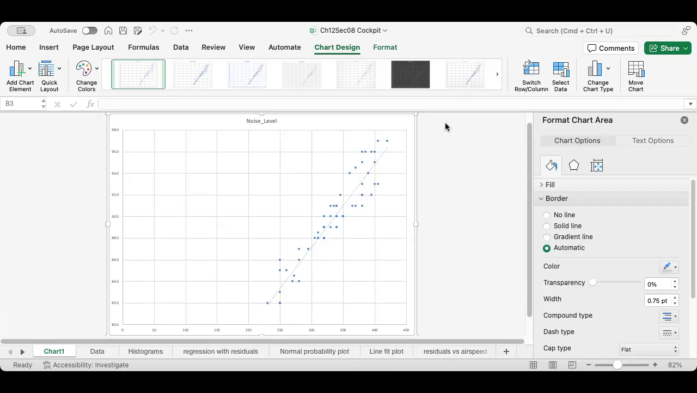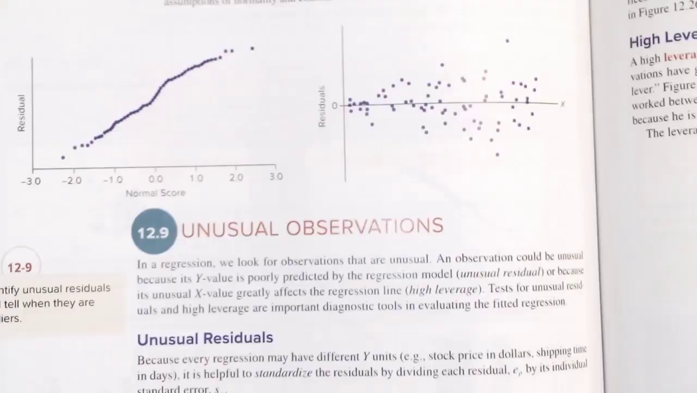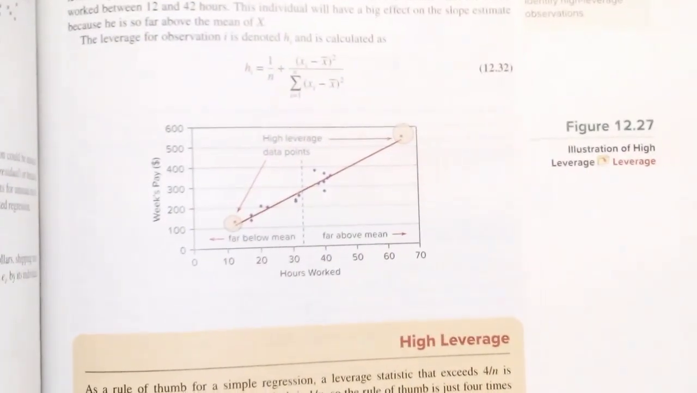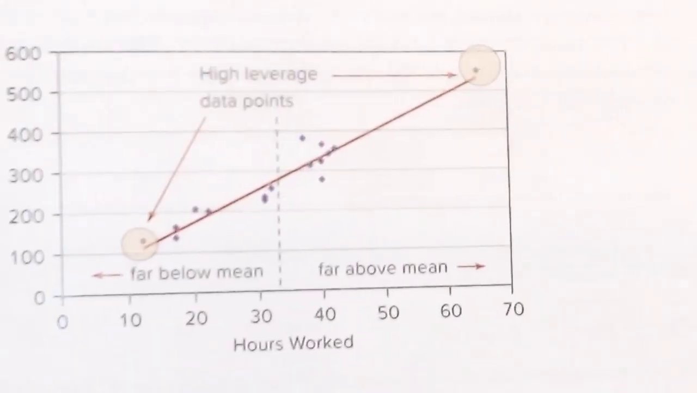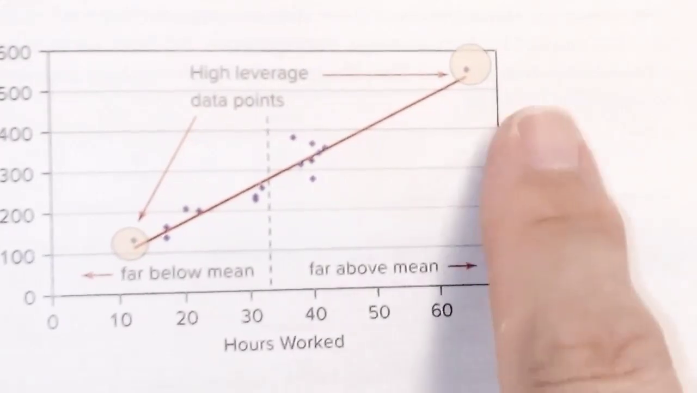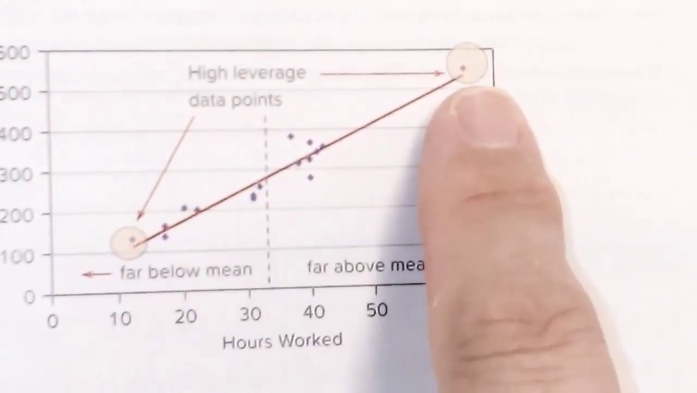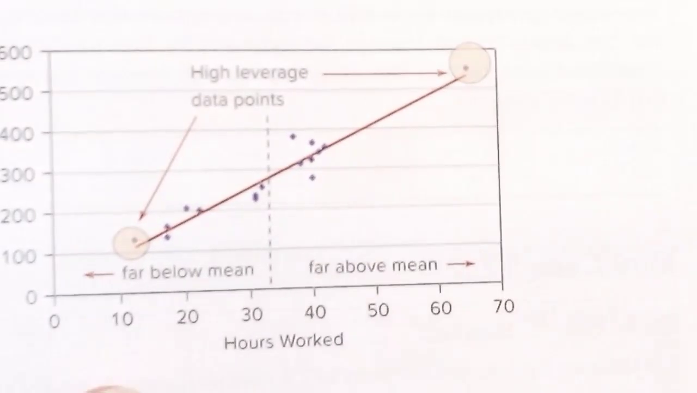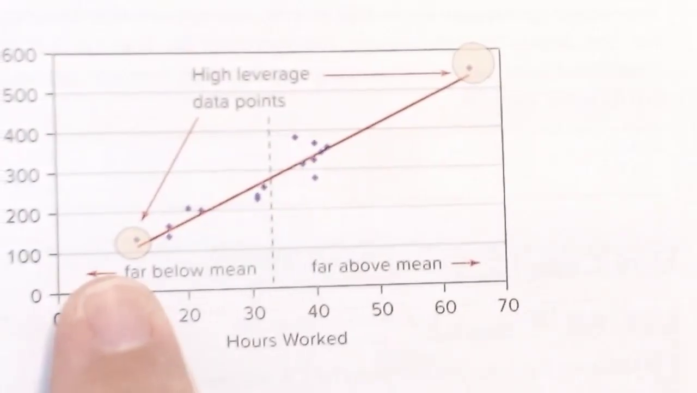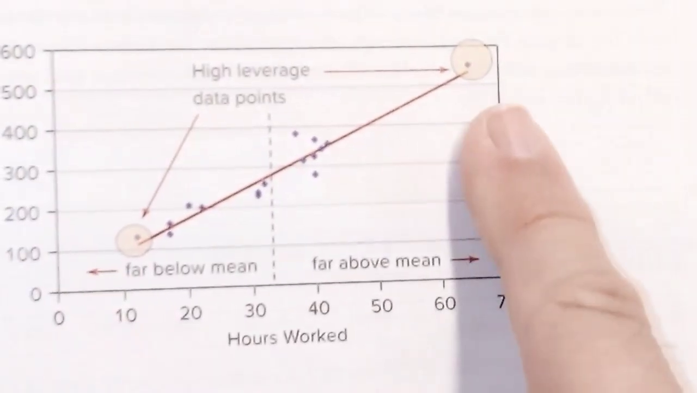Take a look on page 493. Here is a scatter plot. And this point right here, here's the average of the X's. And this point is way out, isn't it? That's got a lot of pull because it's so far away. This one's the farthest away from the mean in the other direction. This one is much further.